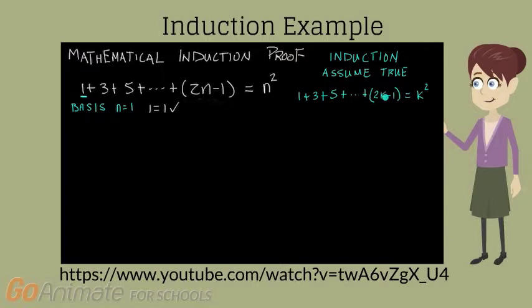So k is just representing some arbitrary number that we want to go up to, and we're just going to assume that is true for now. So I'll go ahead and put this in a box. So the next thing we're going to do is we're going to prove that this statement is true, and we're going to prove that it's true for k plus 1 based off of this assumption right here. So let's go ahead and write that down.